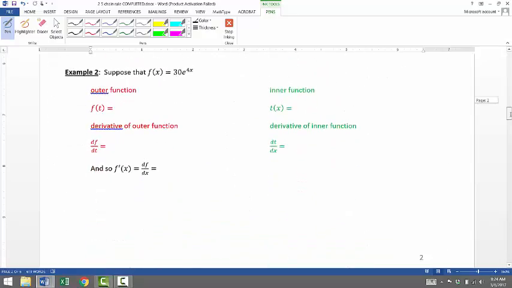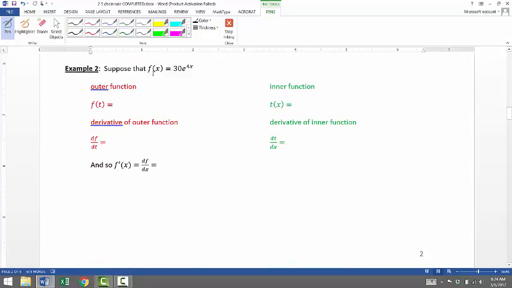Let's try example 2. Example 2, we're given a function f of x equals 30e to the 4x. Again, note, it's not just the basic exponential function 30e to the x, it's 30e raised to an entire function.